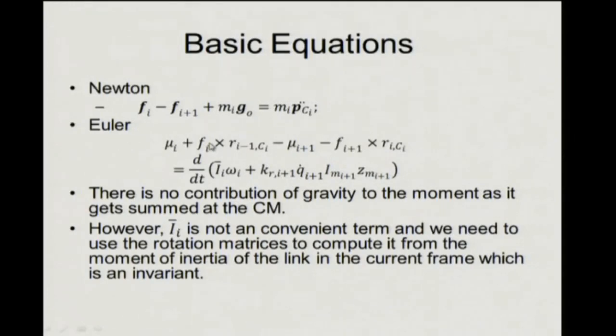So, you have the Newton's equation which is Fi minus 1 plus Mig0 is equal to mass times acceleration of the center of mass. So, it is quite simple and the Euler equation is essentially the same thing, moment times the forces cross with the moment arms, minus this moment, minus force cross with the moment arm, and this has to be equal to this term, the rate of change of angular momentum of the motor shaft, and modified by the transmission ratio and the fact that this q dot is the q of the next link. Okay.